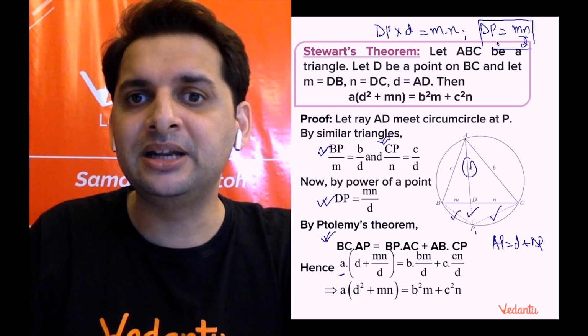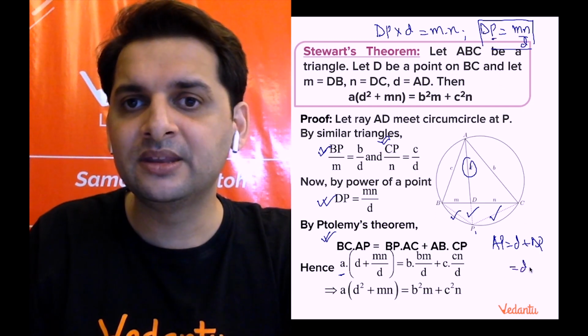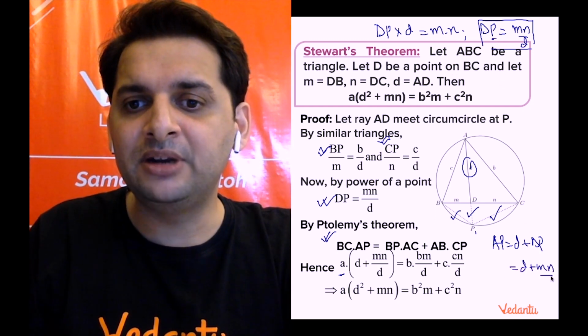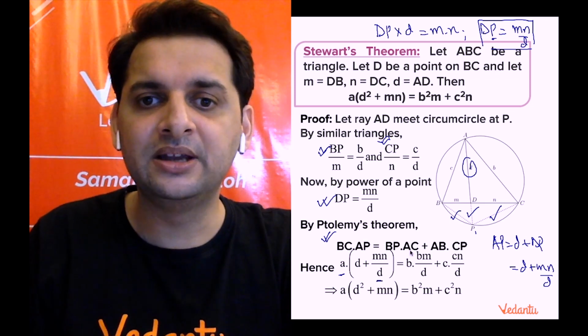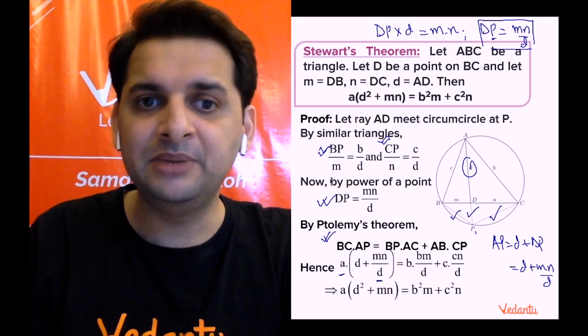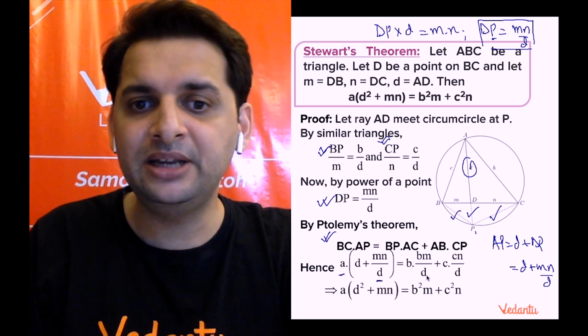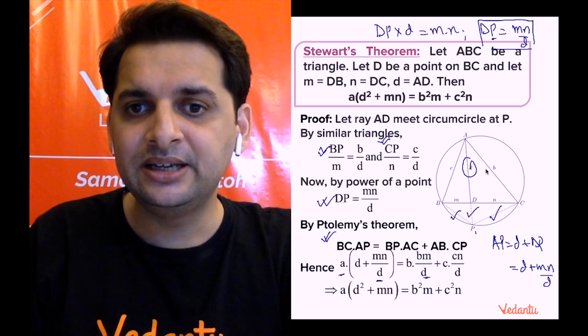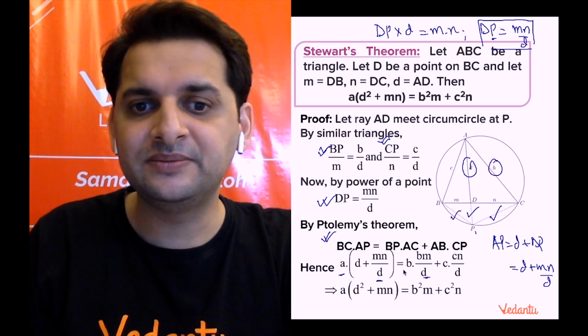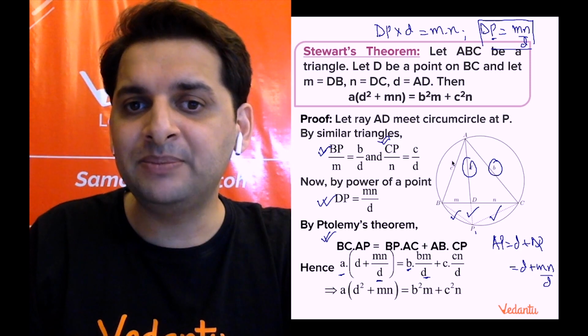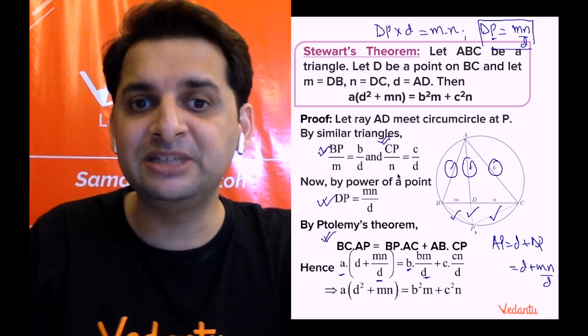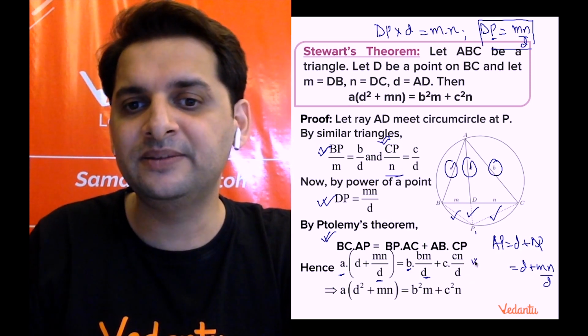And the value of DP we have found. DP is mn upon D. So we put the value: this is equal to BP. The value of BP is this, Bm upon D, into AC. The value of AC is B. Let's put it here. Plus AB, which is C, into CP. The value of CP is Cn upon D.